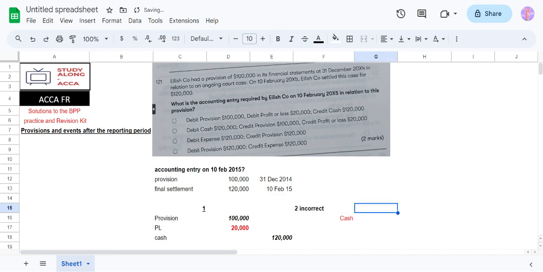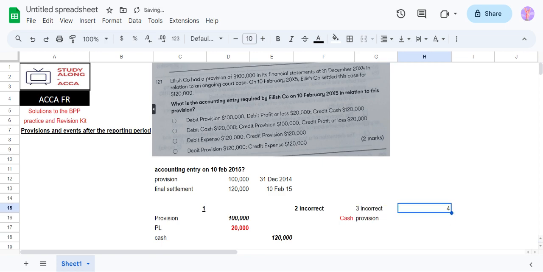All right. What is the third one? Debit expense and credit provision. Wow. Why will we credit provision? I mean, there is already a credit balance in provision of 100,000. We already provided for this provision. So this is also incorrect. Don't need to go any further.